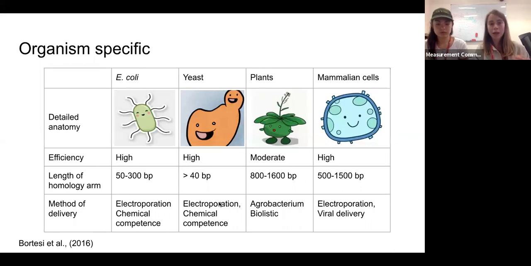And the efficiency also depends on your method of delivery. For E. coli, electroporation and chemical competence are the most commonly used ones, and the same is true for the yeast. For plants, there are two methods that are prevalent, and they are called agrobacterium transformation and biolistics. And for mammalian cells, electroporation and viral delivery are the most commonly used ones.